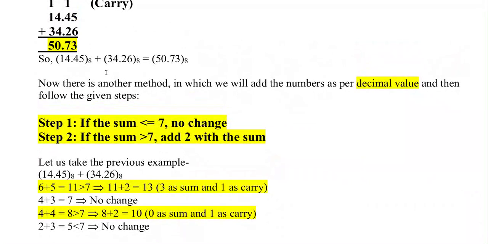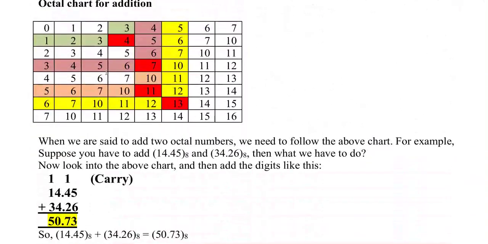So is this clear? In octal addition, we will add each digit of the octal number, because we get 1 to 7 only as the digits. We add the digits in decimal value, and if the sum is less than 7, there will be no change, even equal to 7, no change. If the sum result in the value more than 7 in decimal form, that is 8 and above, we'll add 2 to it. This is very simple and easy logic to add octal numbers.